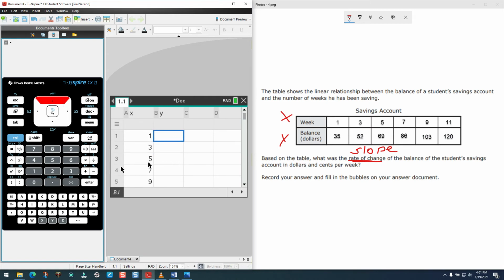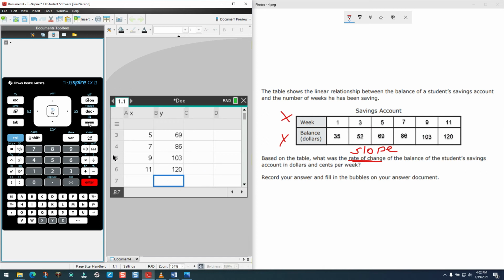So I have 35, 52, 69, 86, 103, and 120. Right. So I went ahead and filled out my table. And I'm going to, again, make sure you're not on the values anymore. I'm on a blank space.